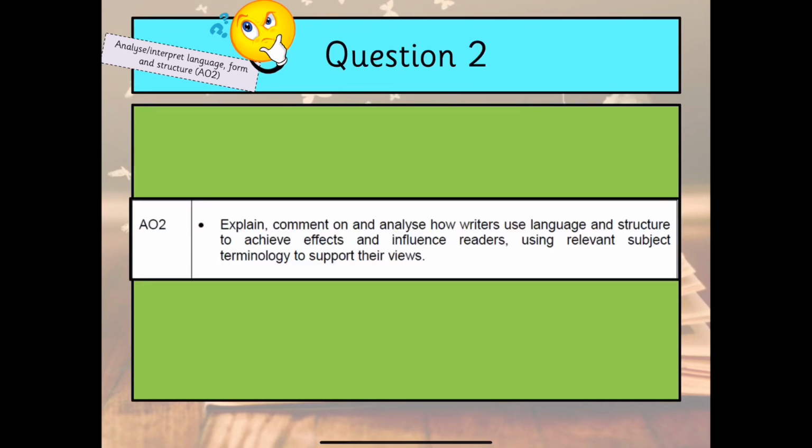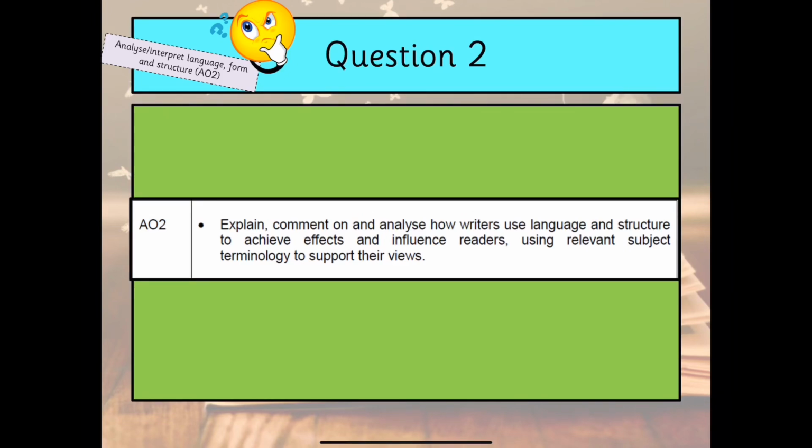Right, so I do explain the assessment objectives in a lot more detail in my video on the GCSE assessment objectives for English language. However, I thought it would be worthwhile just going through some of the more question-specific details in this video. This is what it says in the specification regarding Assessment Objective 2.